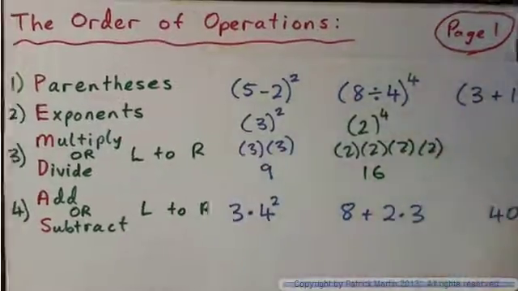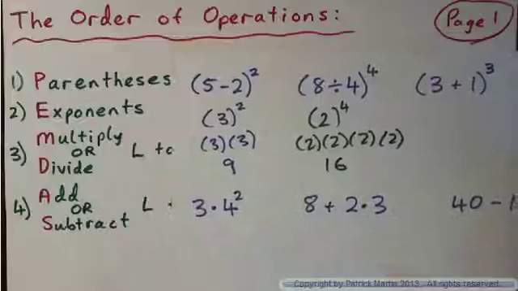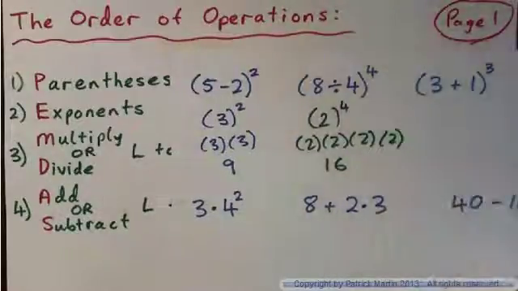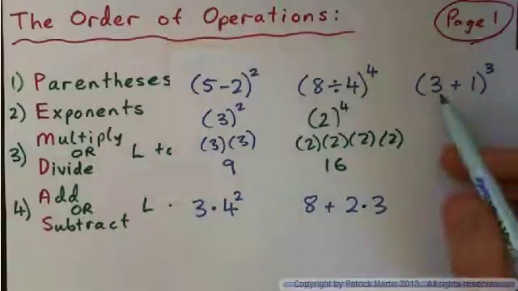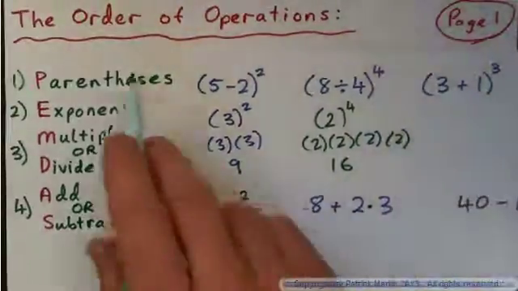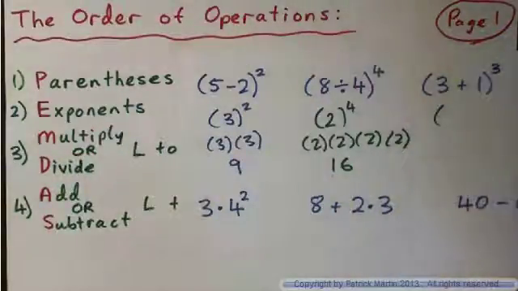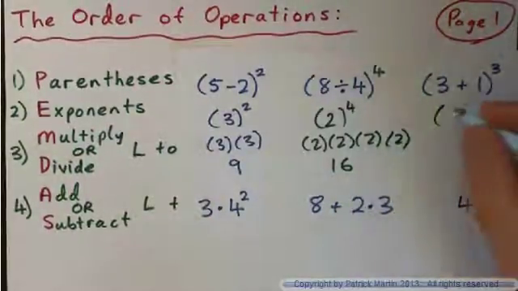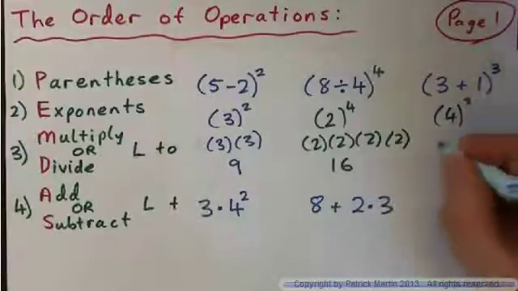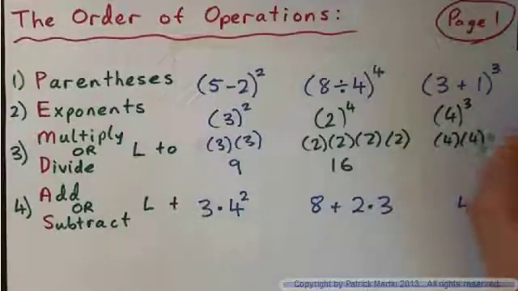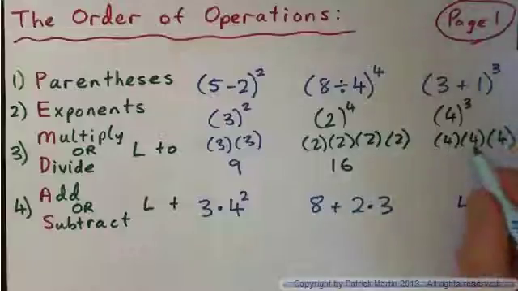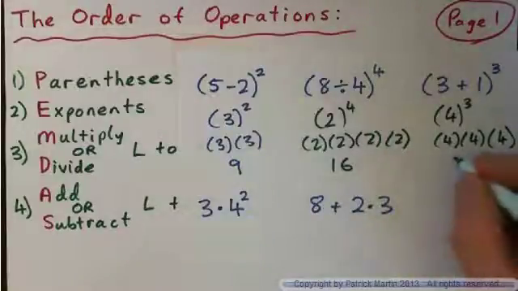So go ahead and do this one by yourself. 3 plus 1 in parentheses all cubed, to the power of 3. Okay, I hope you've tried it. Press pause if you need more time. I'm going to do it now. The order of operations says we do parentheses first, then exponents. So we do what's inside the parentheses, which is 3 plus 1, giving us 4. All cubed means 4 times itself 3 times. 4 times 4 is 16. 16 times 4 gives 64.